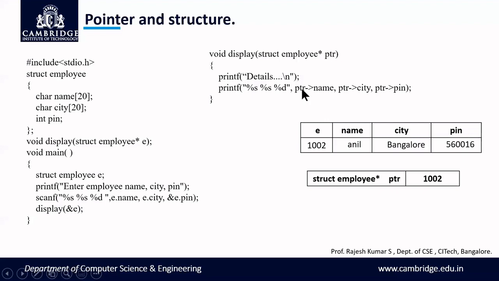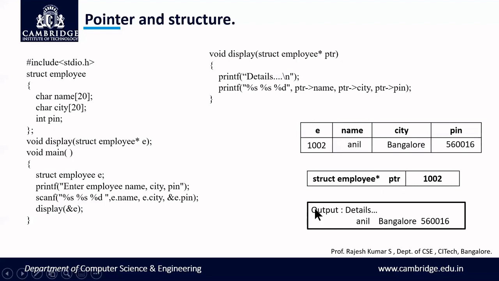So ptr is a pointer, arrow operator name. So it will fetch the name which is present inside this variable. Again, when I use the arrow operator, city will be fetched. If I use an arrow operator again, we'll be fetching the pin code number. This is how we fetch the value which is present in the variable e by using the arrow operator with the help of the pointer. So the output will be Anil, Bangalore, and 560016. This is about pointers and structures.